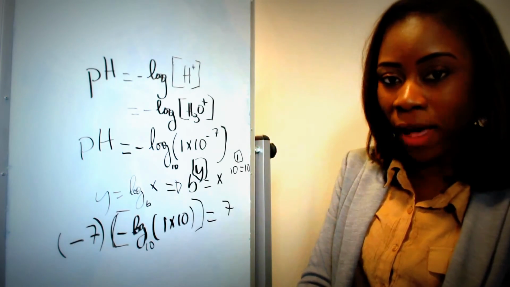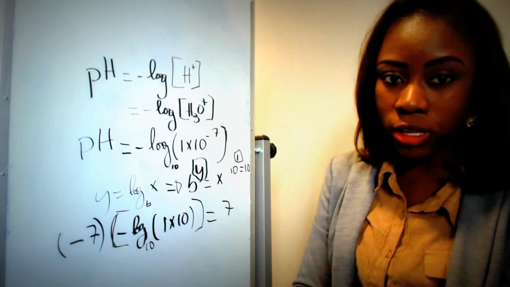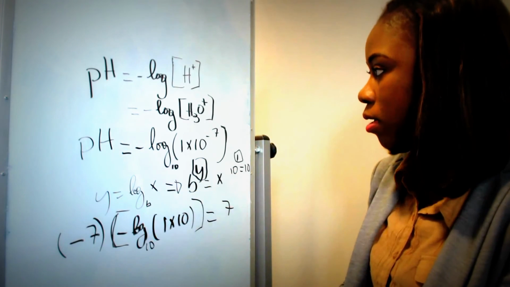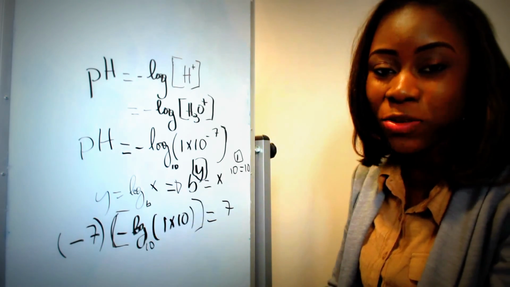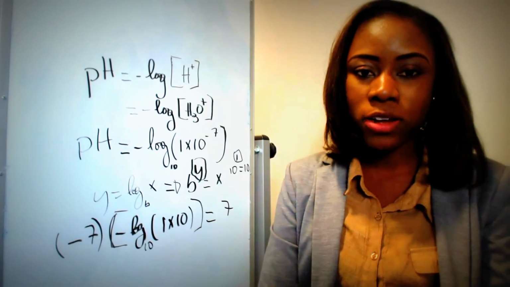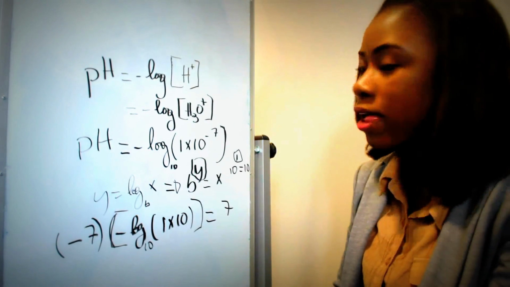So that's what the pH of water is. That's an example. And I'm going to use more examples for you to actually understand how to perform the calculation.